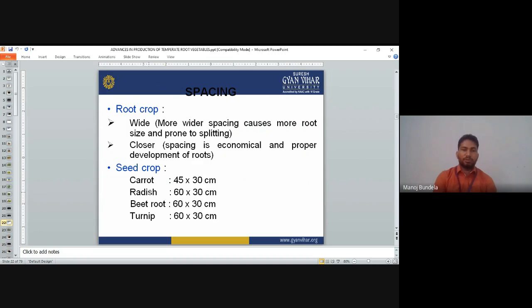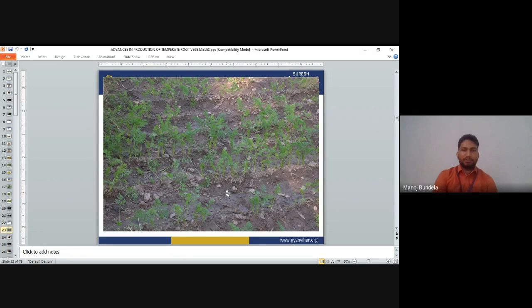For seed crops, normally the spacing for carrot is 45 into 30, for radish 60 into 30, for beetroot 60 into 30, for turnip 60 into 30. These are the spacings we normally use. First is row to row spacing, then plant to plant. Row to row spacing is the same for carrot, radish, beetroot and turnip, and plant to plant spacing is different: in carrot it is 45, in radish, beetroot and turnip it is 60.